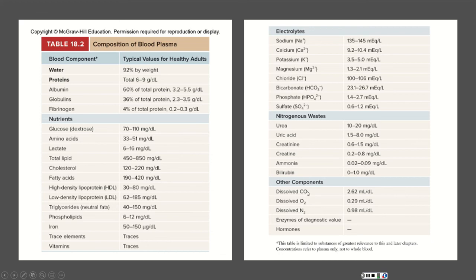And then other components. So dissolved carbon dioxide, CO2, dissolved oxygen, dissolved nitrogen, enzymes, hormones. All of this stuff is found in our blood, in our plasma.